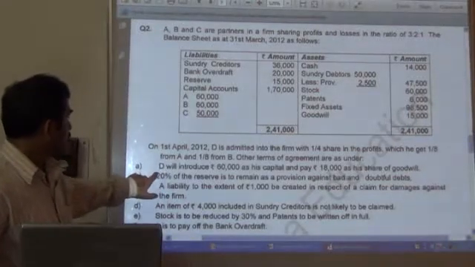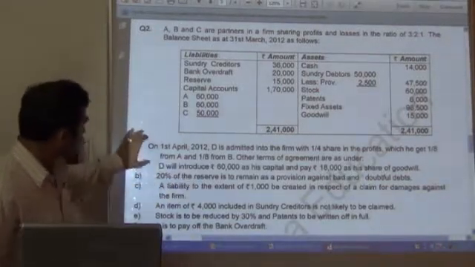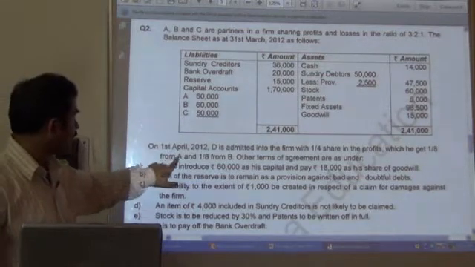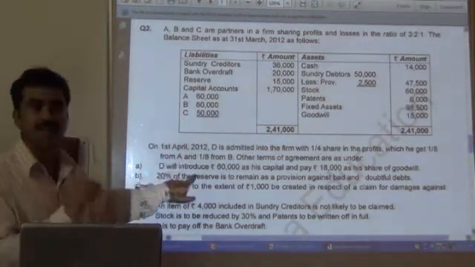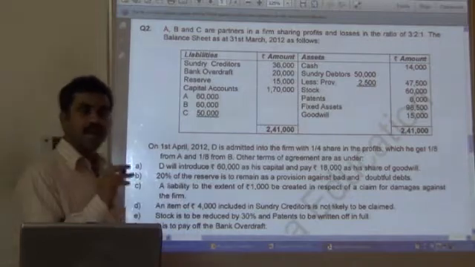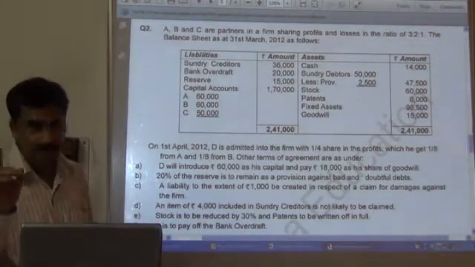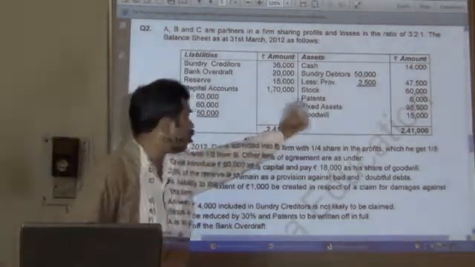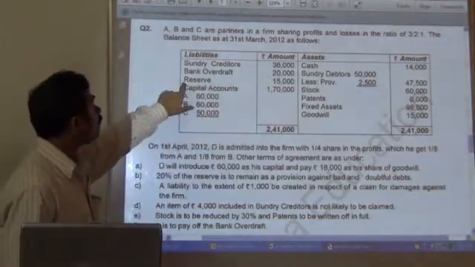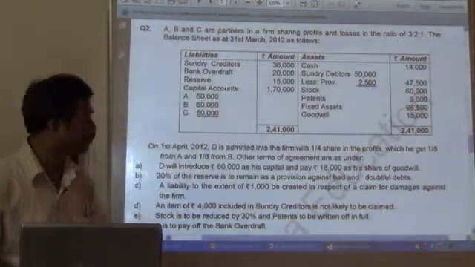Alright, in this particular question, you see carefully, D is taking his share only from A and B. So therefore A and B are only sacrificing one thing. Second, you have an old goodwill, you have to write off. You have an old reserve, you have to distribute.